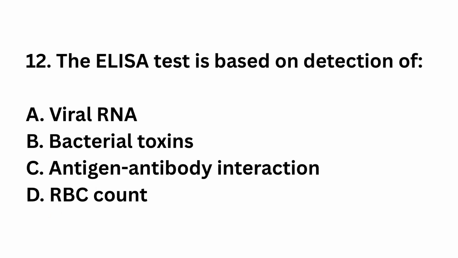Question number 12. The ELISA test is based on detection of viral RNA, bacterial toxins, antigen-antibody interaction, RBC count. The right answer is option C, antigen-antibody interaction. ELISA detects antigens or antibodies through specific antigen-antibody binding. It is widely used in HIV screening.